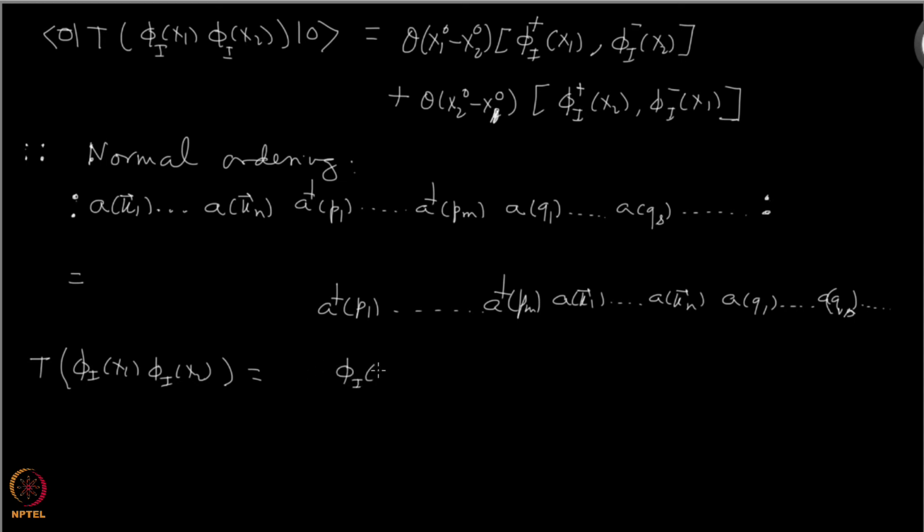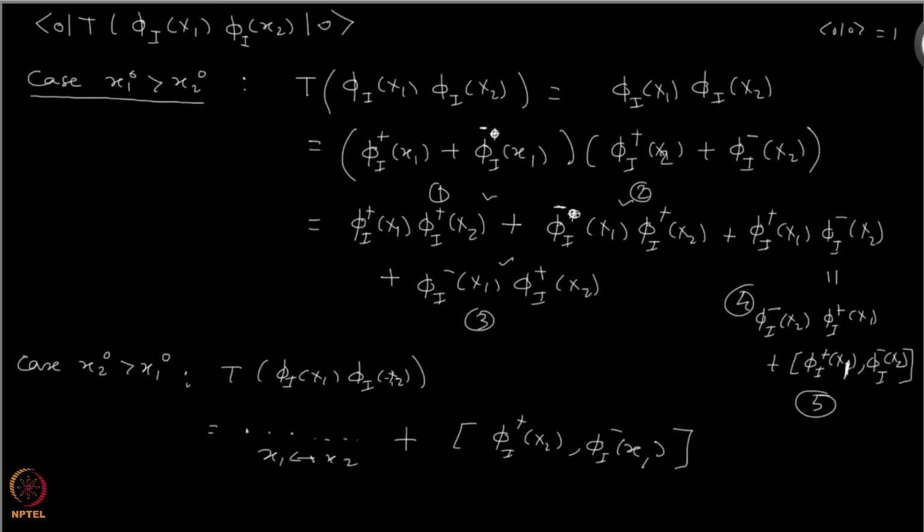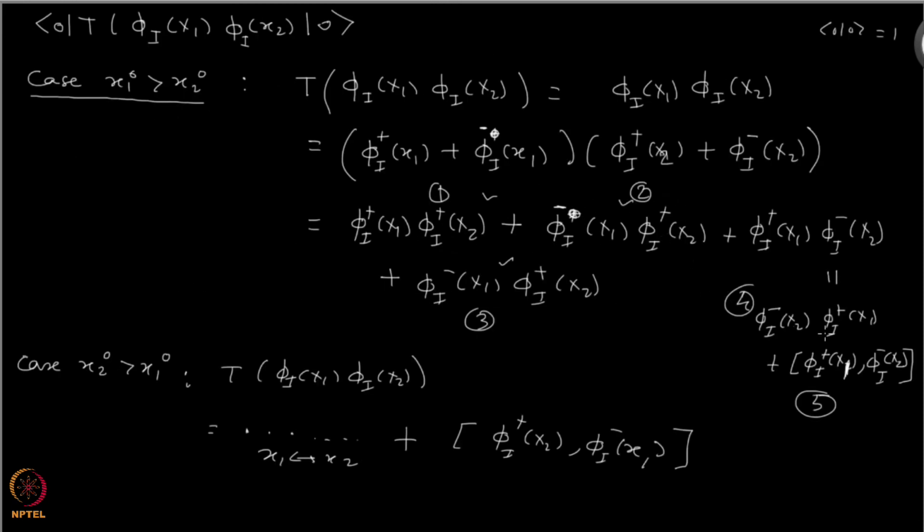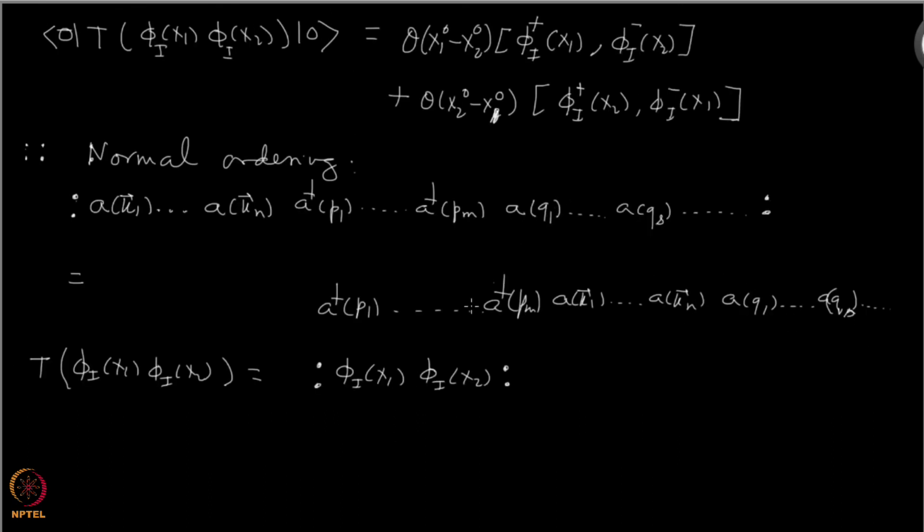You write phi I x1, phi I x2. Remember, phi I x1 and phi I x2 you can write in terms of phi plus and phi minus, but then the four terms that you got were in a particular order, and now you can identify that they were in normal order. Plus contains a, minus contains a dagger, right? So here all the four terms had a's to the right and a daggers to the left. So that's what we have here.